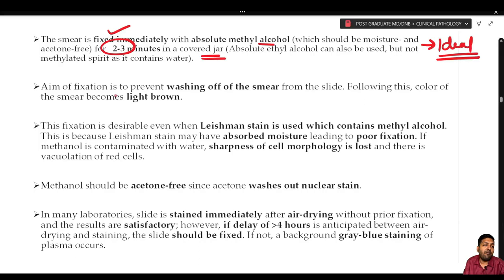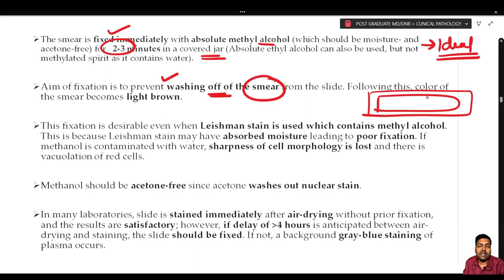Now, why is the fixation done? The aim of fixation is to prevent washing off of the smear from the slide. Whatever smear you have created on the particular slide, if you do not fix it, then during the process of staining there is a high chance that your smear will come off the slide. So the aim of fixation is to prevent washing off of the smear from the slide.